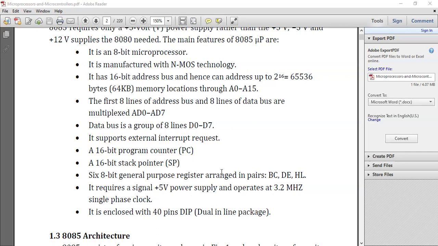So today we'll see the 8085 architecture. Before that, I want to tell you one thing. The 8085 consists of 16 address lines and 8 data lines. These address and data lines are divided in such a way that the lower bytes of addresses and data lines are multiplexed, AD0 to AD7, and from A8 to A15 the address lines are there. So AD0 to AD7 are multiplexed address and data lines.